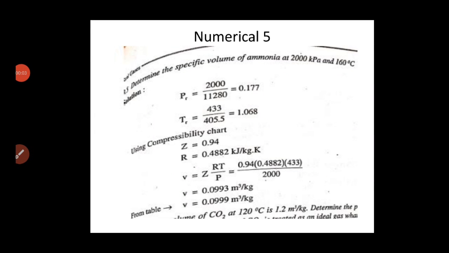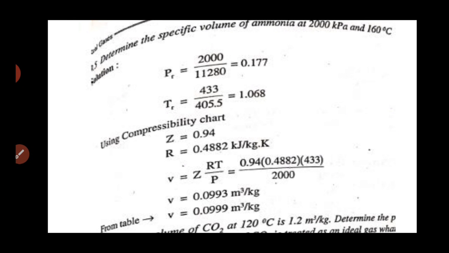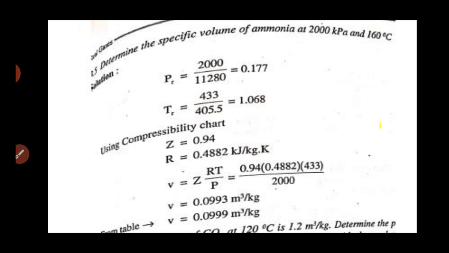Hello students, now we shall look at one more numerical, that is, determine the specific volume of ammonia at 2000 kilopascal and 160 degrees centigrade. So we have to find out the specific volume of ammonia at a pressure of 2000 kilopascal and a temperature of 160 degree centigrade. So what we will do, this temperature 160, we will add 273 to it. It becomes 433 Kelvin.